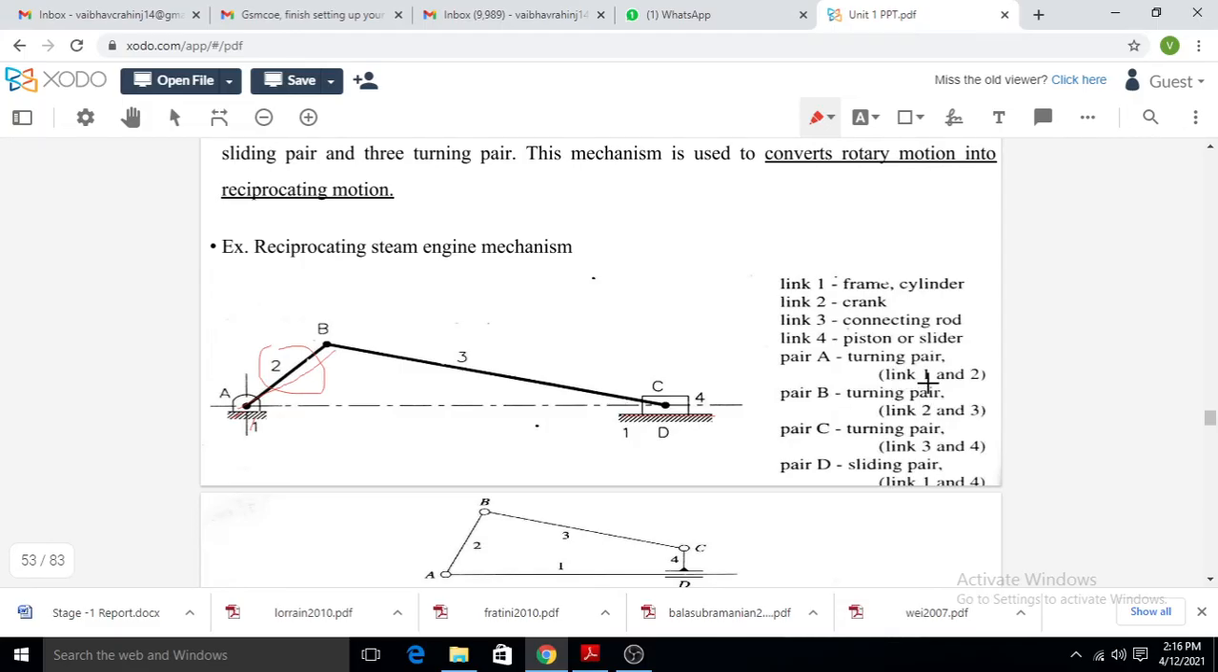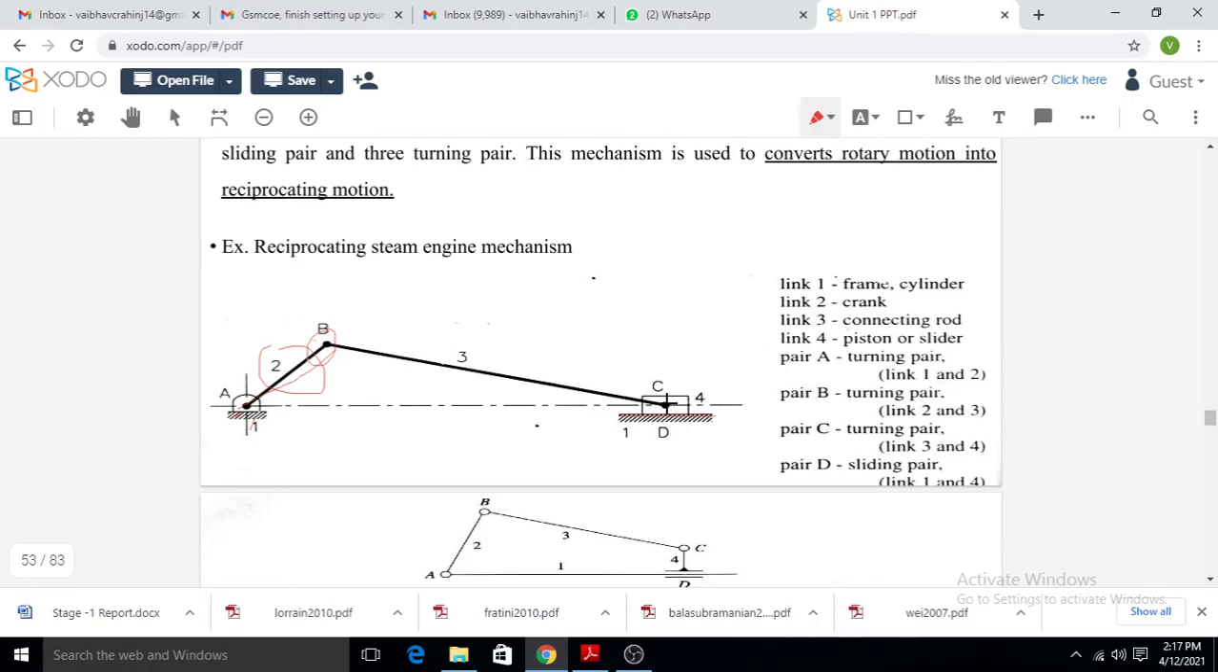In link 1 and 2, means at point A, there is a turning pair present. At point B, means between link 2 and link 3, a turning pair is present. At point C, means at link 3 and 4, a turning pair is present.